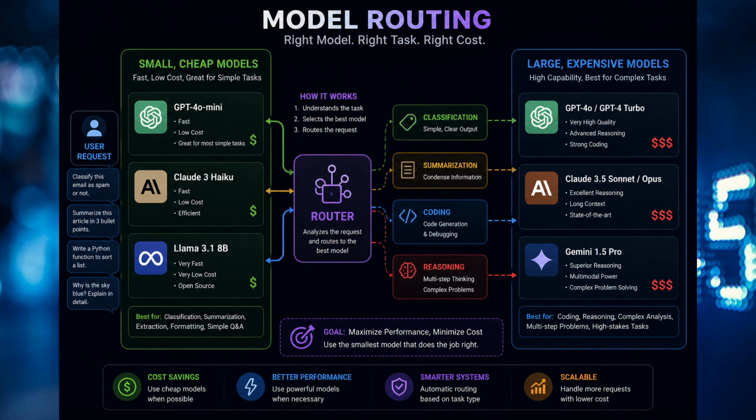Here is an example routing strategy. Simple tasks: GPT-4o Mini, Claude Haiku, Gemini Flash. Complex tasks: GPT-4o, Claude Sonnet, Claude Opus. This alone can reduce cost by 40 to 70%, and in many cases, users won't even notice the difference. The router itself can be rule-based, keyword-based, or even another small classifier. This is one of the most important architecture patterns in modern AI systems.